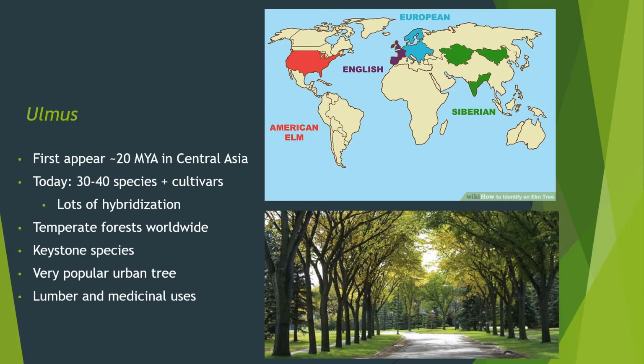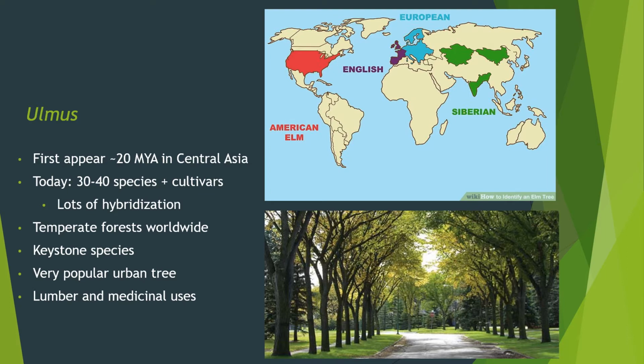Okay, so elm trees are of the genus Ulmus. They first appear in the geologic record about 20 million years ago in Central Asia. Depending on which taxonomist you speak to, you might hear somewhere between 30 and 40 species. As with all taxonomy, it's quite messy once you dig into it. This is even more complicated because there's numerous cultivars because it's such a popular planting tree, and they hybridize quite readily. So you can have lots of interbreeding between species, and the lines are often blurred between where a species is distinct from another. They're found throughout temperate forests worldwide when they're not planted by humans.